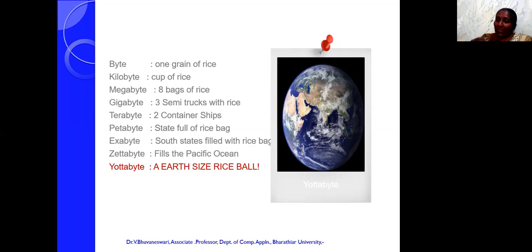It is the data that is being generated from different sources. We call it big data. I think now we are very clear, right? So how many trucks of data do we have?